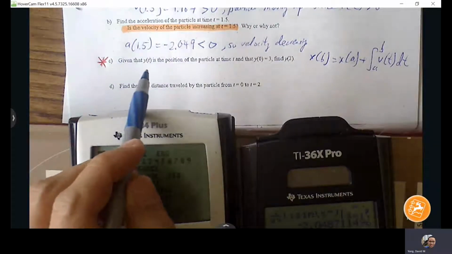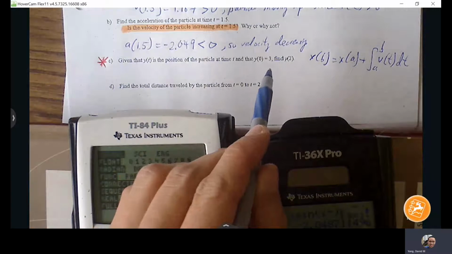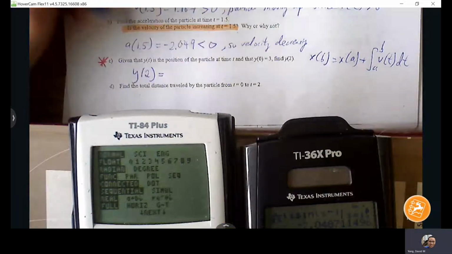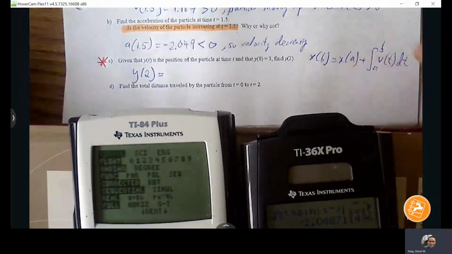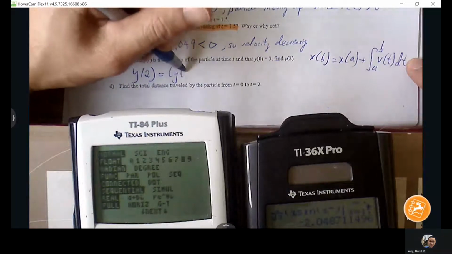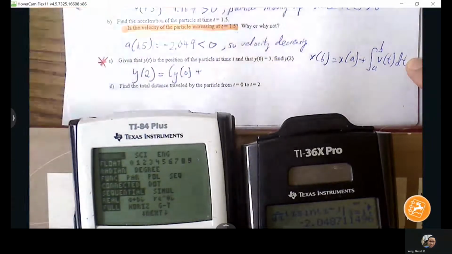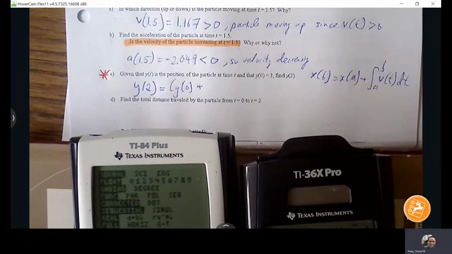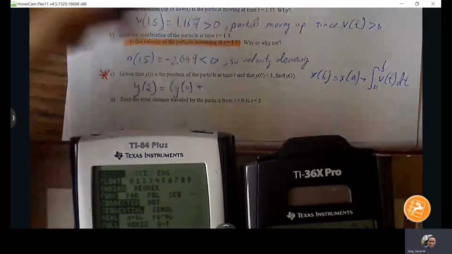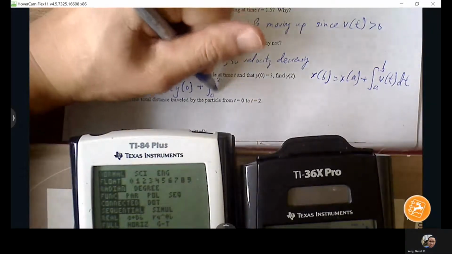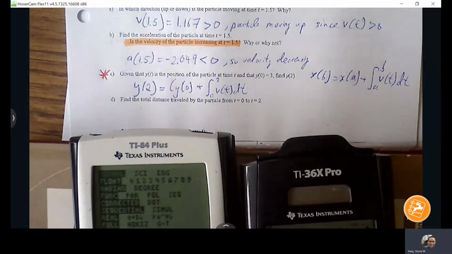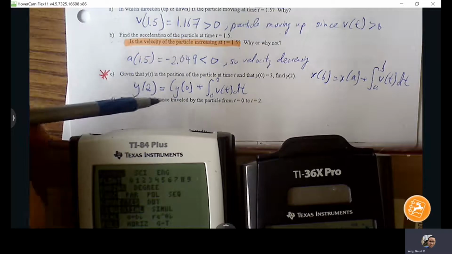So it says, given that y of t is a position, and that y of 0 equals 3, find y of 2. So I'm looking for y of 2. I'm starting at y of 0, and I'm figuring out how much progress I made between time t equals 0 and time t equals 2. And that's displacement. You know y of 0 is 3, so there's not really any calculation that needs to be done here.